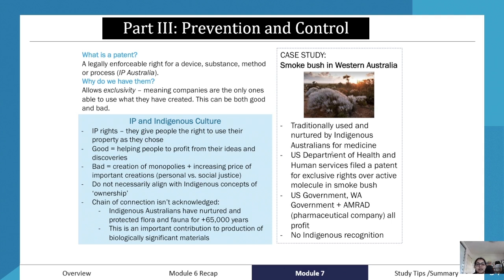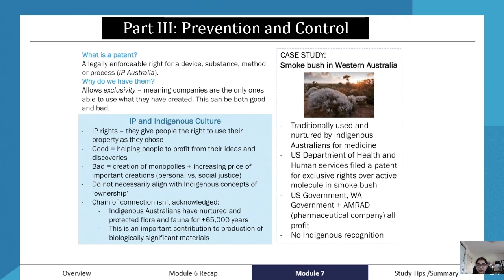A case study is the smoke bush in Western Australia. It is traditionally used and nurtured by Indigenous Australians for medicine. The US Department of Health and Human Services filed for a patent for its exclusive rights over the active molecule in smoke bush. And that means that they actually got that patent.